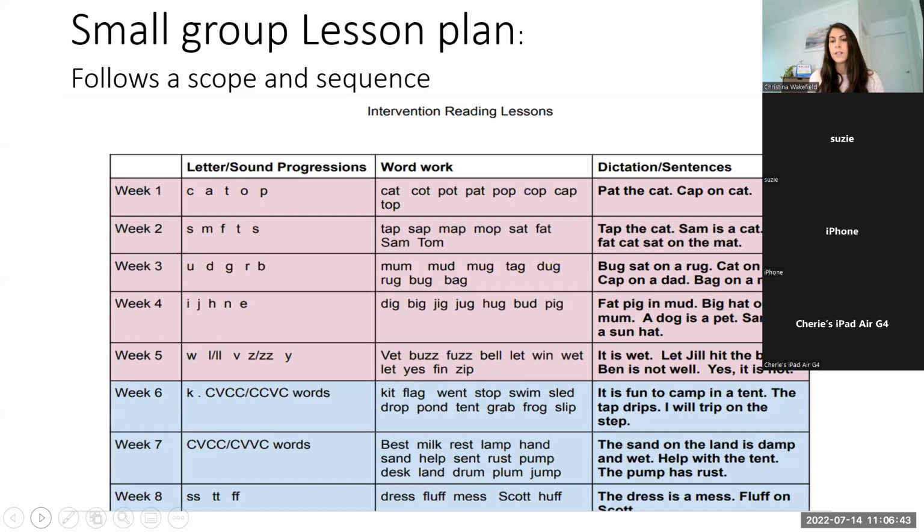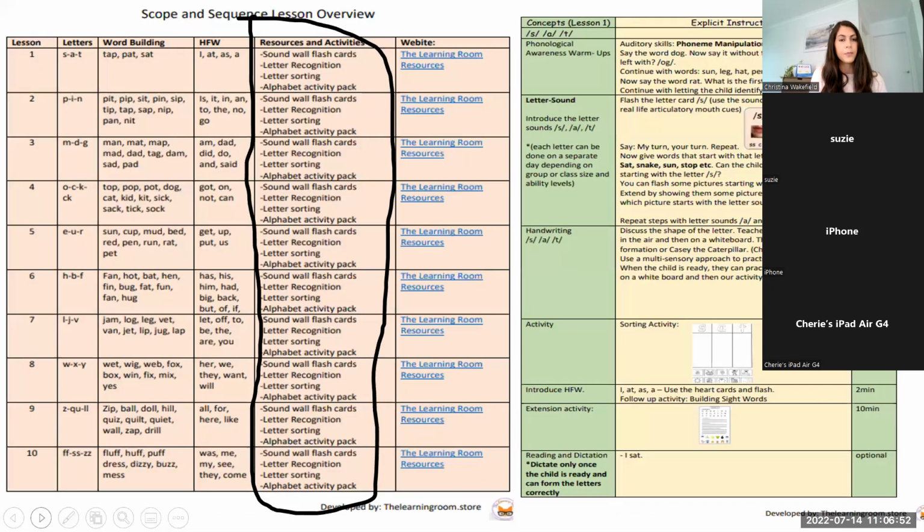And then you've got some sentences that they could also write. So this is quite a great scope and sequence that you could use, and it gives you some examples on how to do it. And again, just another outline of what you could do. Again, this is a different scope and sequence. You have your resources over there.